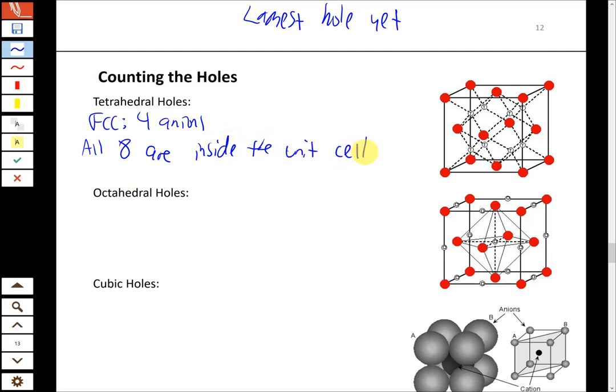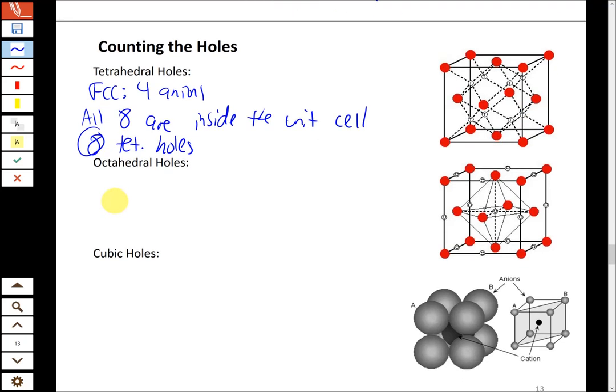And so because we don't share those with other neighboring unit cells, those each count as a full hole in the unit cell. So in total, there are 8 tetrahedral holes. And so if you have 4 anions in the structure, you can put up to 8 cations. Now you're only going to fill however many tetrahedral holes you need to balance the charge. You won't always fill all of them, but there's a possibility of putting 8 cations into those 8 tetrahedral hole positions in these structures. And we'll give examples to see how that works in a little bit.